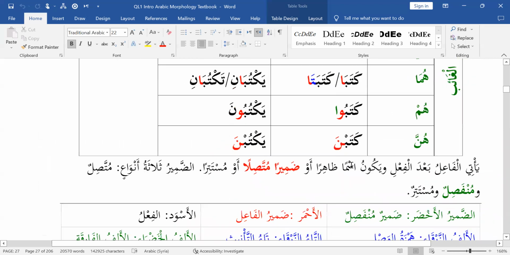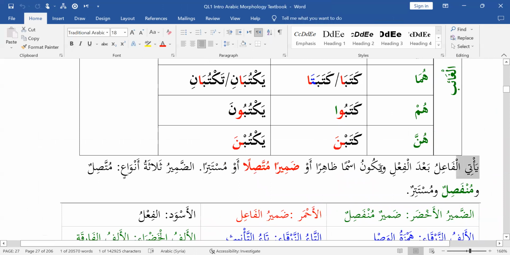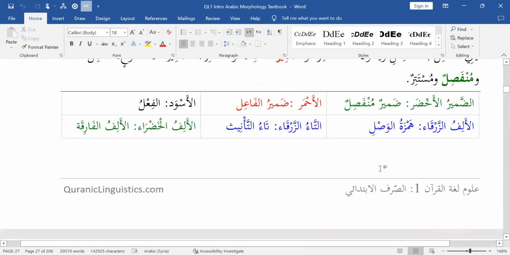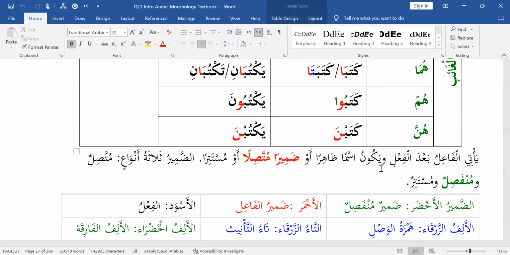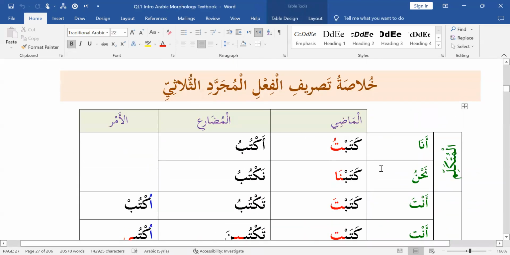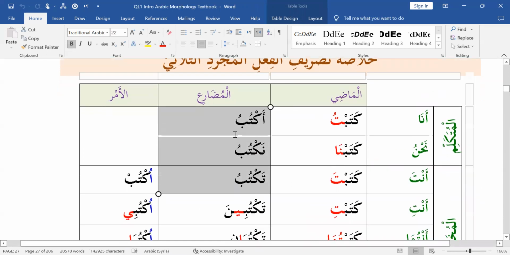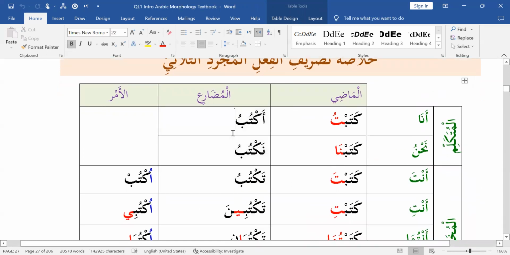So here are some reminders. يأتي الفاعل بعد الفعل. The fa'il comes after the fi'l. ويكون اسما ظاهرا, an ism zahir, a non-pronoun noun, or literally a clear noun, أو ضميرا متصلا, or a connected pronoun, as you can see in red, أو مستترا, or it's hidden. So if you don't see the red, the fa'il is hidden. Here, I don't see red in these three: أكتب نكتب تكتب. There's no red. That means the fa'il is hidden.